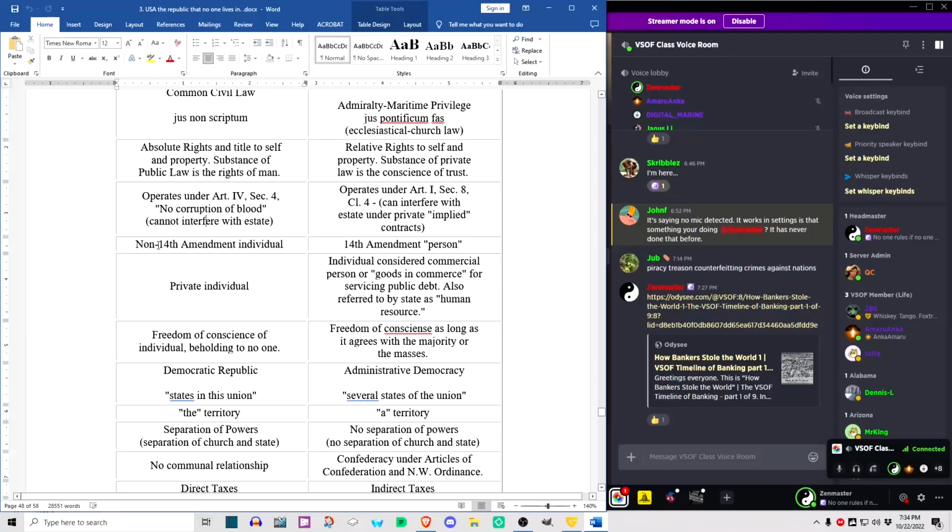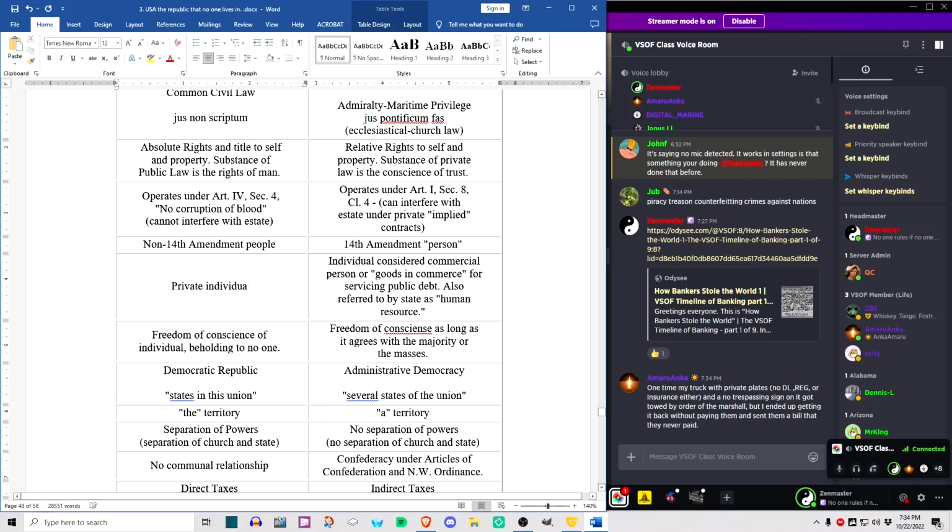So over here, you're a non-14th Amendment. I don't like the word individual. It should say people, not individual, because the definition of individual is the same as infant. So let's fix that. So again, private, not individual, but private people. So non-14th Amendment people. Over here, you're a 14th Amendment person. And remember, the definition of person under Title I, U.S.A, subsection 8 is defined as an infant, also known as a human being.